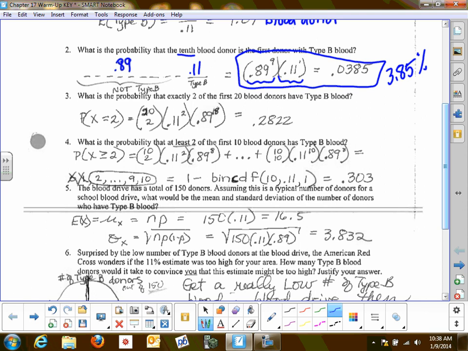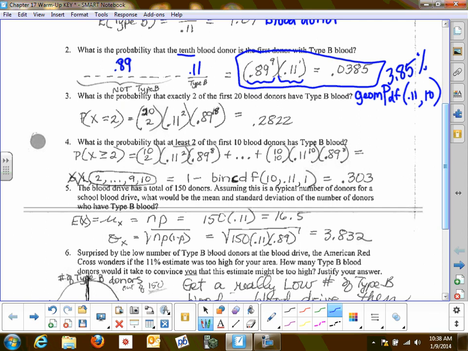Now, you can put this into your calculator as a geometric PDF because it's exactly in that 10th spot. I want the 0.11 to occur in the 10th spot. And that gives you the same thing.